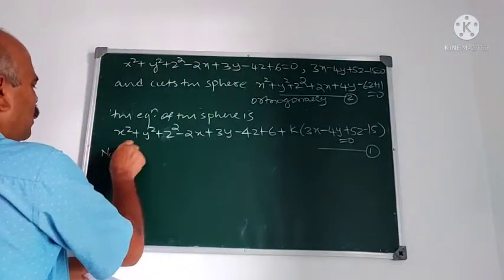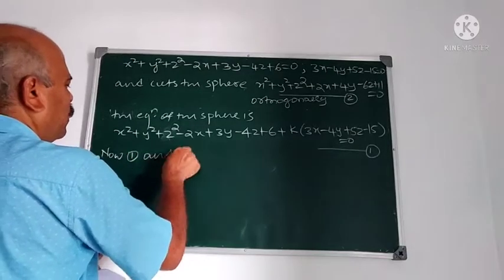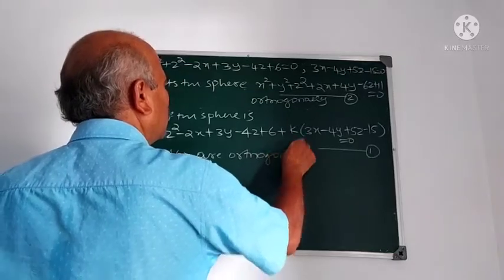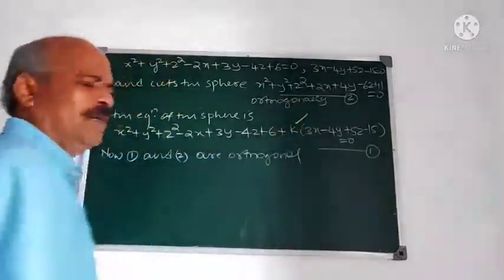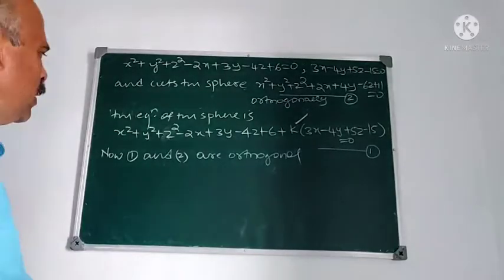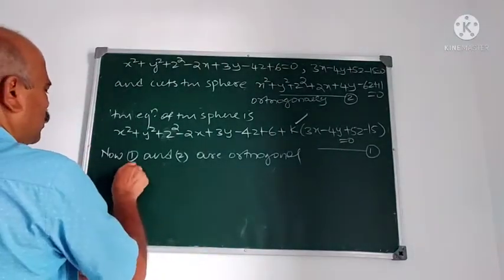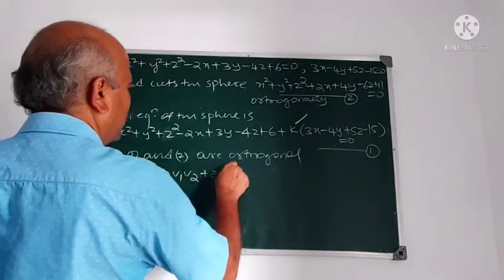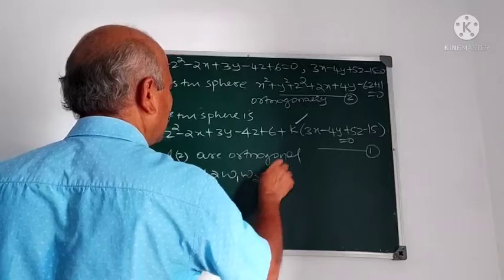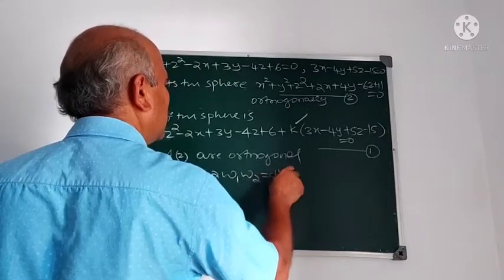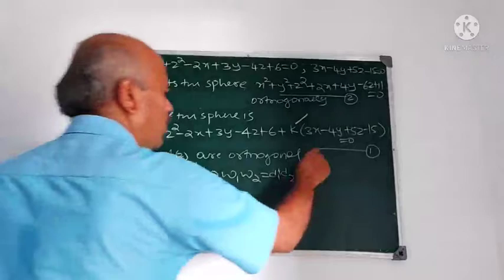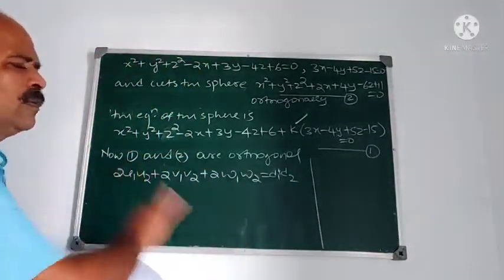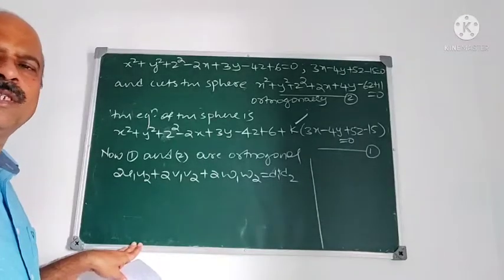Now 1 and 2 are orthogonal. Using that you have to find k and substitute here, and you will get the required equation. 1 and 2 are orthogonal. What is the condition for orthogonality? 2u1u2 plus 2v1v2 plus 2w1w2 is equal to d1 plus d2. Now write here u1, v1, w1, u2, v2, w2 and substitute. You will get k. So the problem is simple.